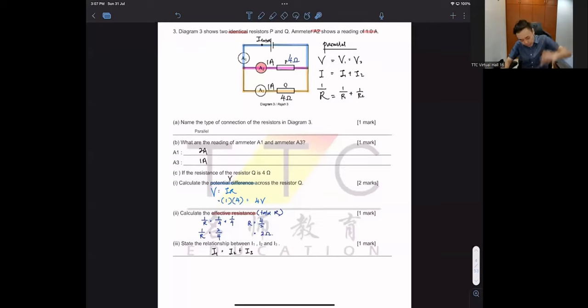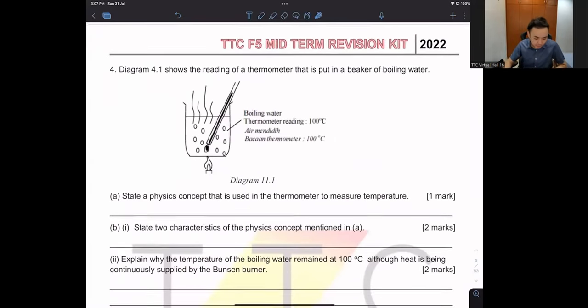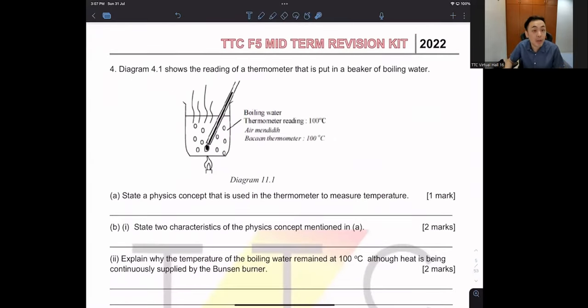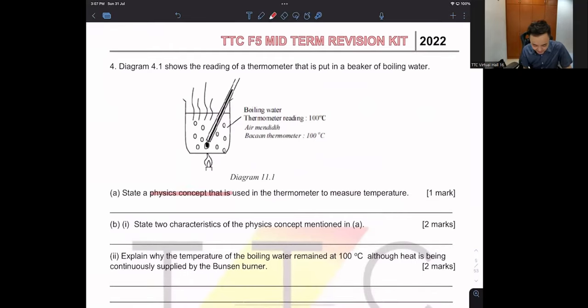All right, next question, number 4. Here, diagram 4.1 shows the reading of the thermometer that is put in a beaker of boiling water. Physics concept that is used in thermometer. Physics concept. Not thermometric property. Different thing. What is the physics concept to be used?